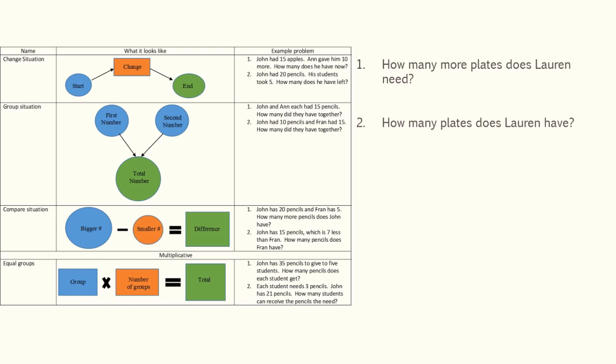Well, how many plates does she need? I know that I have a number, which is the start. I have how many she needs at the end, right? The total number. So that's the end. It's the change that's missing. So that's a change situation. And for the second one, which is how many does she have? I know that I have a first number and a second number, and I need a total number, which means that it's a grouping situation.